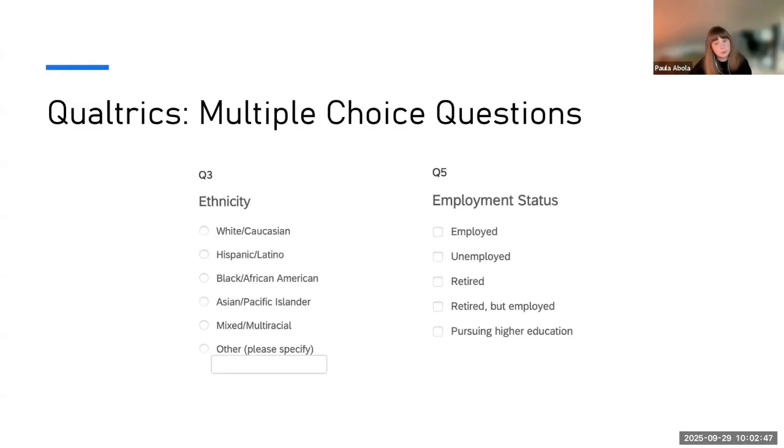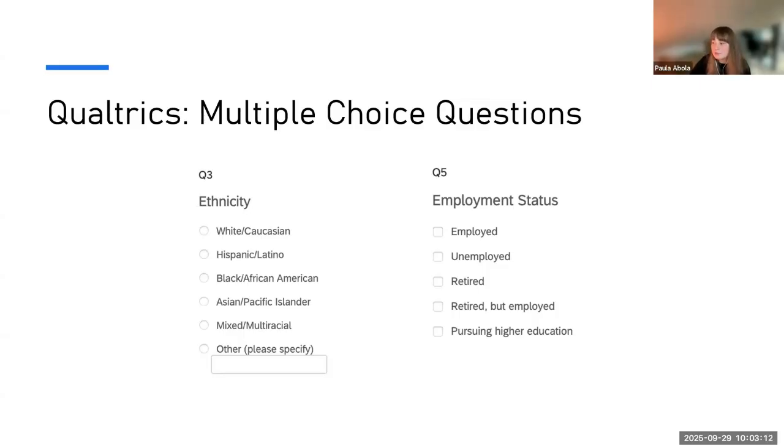So we have firstly multiple choice, the simplest type of question. And you can see here I put in question 3, which was people had to pick their ethnicity, and question 5, they had to pick their employment status. As you can see, there's different types of, let's say, box or circle for picking. So question 3, the people were only allowed to pick one ethnicity that they were.